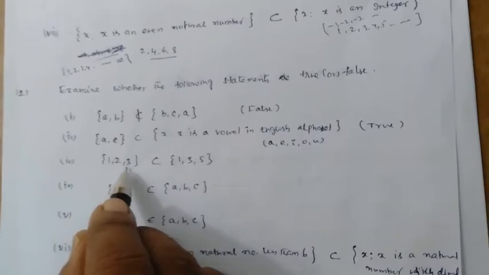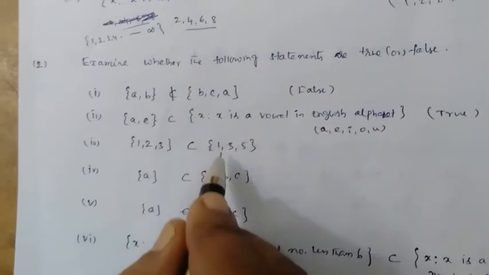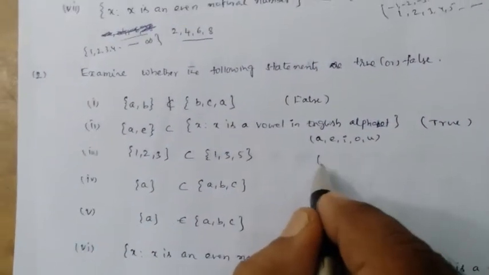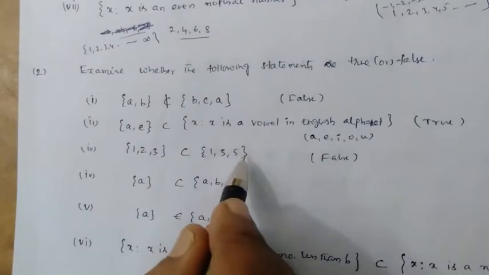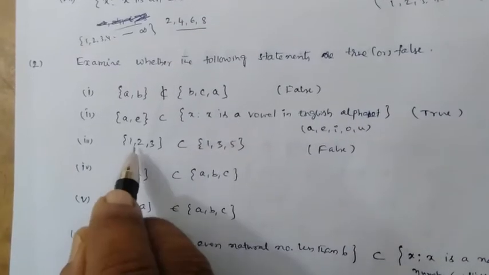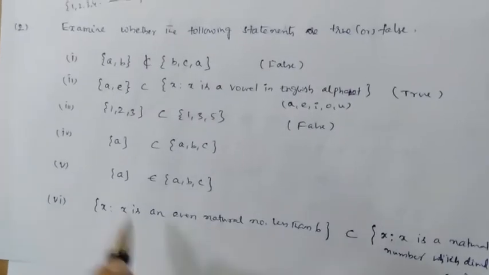Next, {1, 2, 3} is contained in {1, 3, 5}. Here 2 is not there in the right hand side set, so it is a false statement. Right? On the left we have 1, 2, 3 and on the right 1, 3, 5. These elements should appear in the right hand side set. Here 2 is available on the left, but 2 is not there on the right. So definitely it is a false statement.